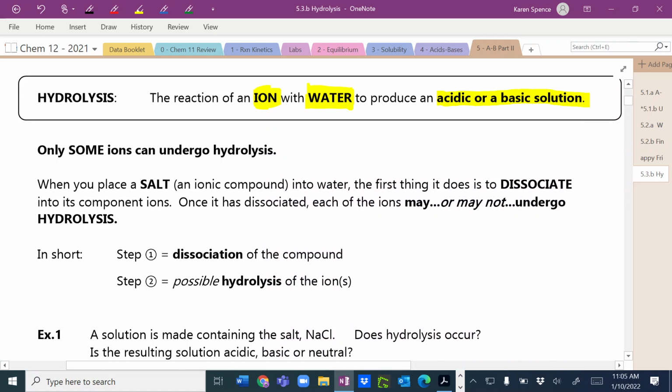Hydrolysis, the reaction of an ion with water to produce an acidic or basic solution. However, only some ions can undergo hydrolysis. There's a whole bunch of them that don't, okay?